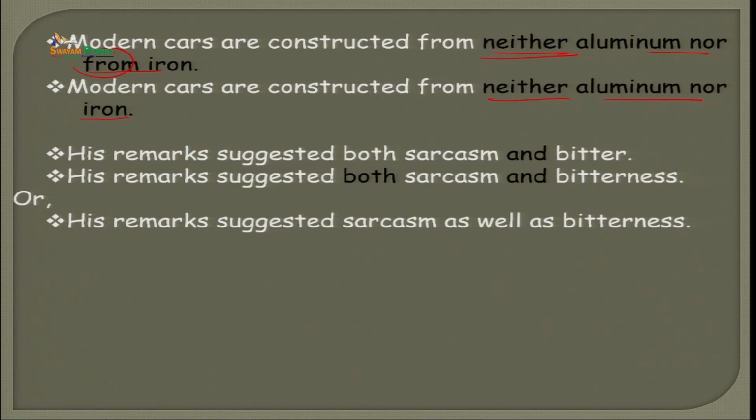Then his remark suggested both sarcasm and bitter. Bitter what? Bitterness. Okay, so his remarks suggested both sarcasm and bitterness. Understood? So, that is what we generally have in our parallel structure. With this note, I think the concept of parallelism, your parallel structure, is very much clear to you.